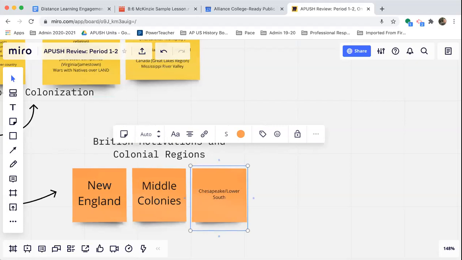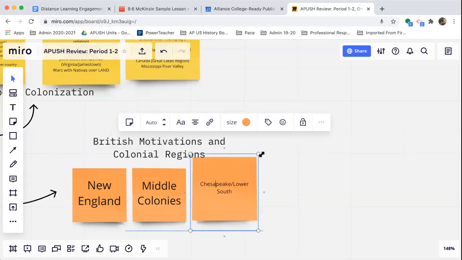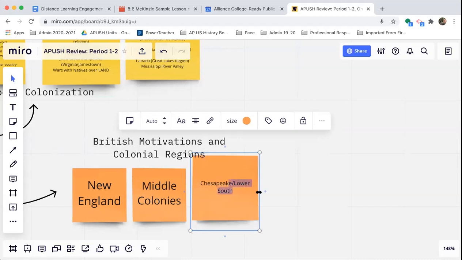But the Chesapeake's just the upper part, lower. So they're all the South. One's just the upper South and the lower South. Okay, dope. All right.